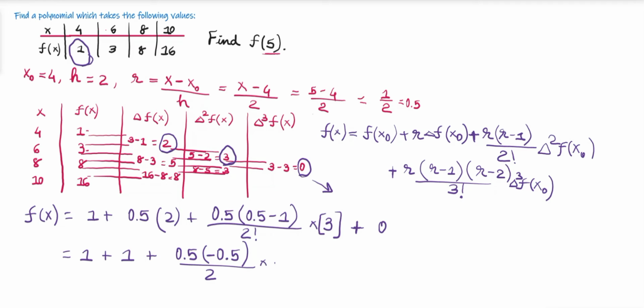Now on solving this, we get 1 plus 1 plus 0.5 into minus 0.5 divided by 2 into 3. And this comes out to be 1.625, which is equal to 13 by 8.